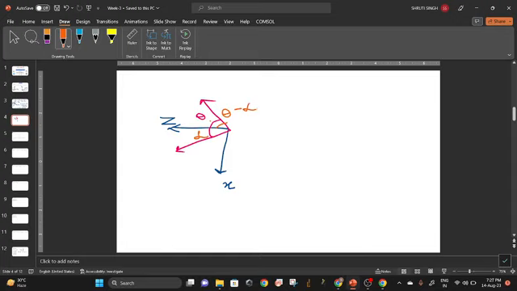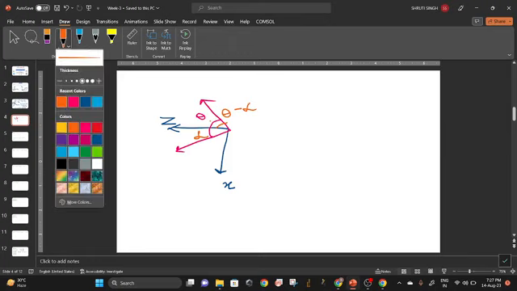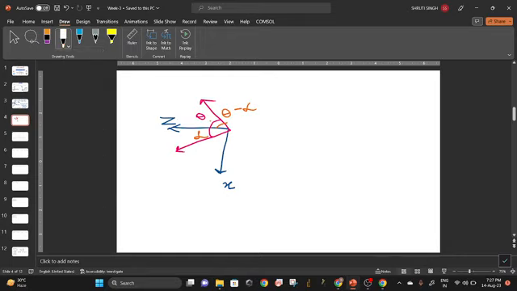Here the sign has changed, ma'am. The sign has changed because we are measuring angle in the anti-clockwise direction from the x-axis. So if we are measuring angle from the z-axis, then let me write this as minus alpha. If I write this as minus alpha, then this will be theta plus alpha.